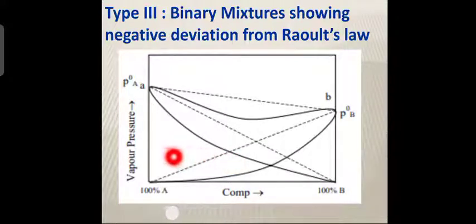You can see here 100% A, this is the point. And this is the point for 100% B. And here also there is a dotted line. Dotted line indicates for what? The vapor pressure composition curve for ideal solution. Here also dotted line. This also dotted line.